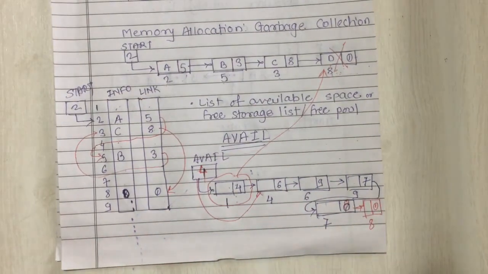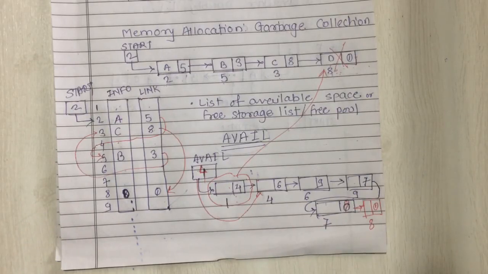Right. So this is a simple use of the avail list. The avail list, or free pool, contains the nodes which are unused. Those unused nodes we are going to use in case of insertion, and whenever any node is deleted from the list, we are going to add that in this avail list, right?